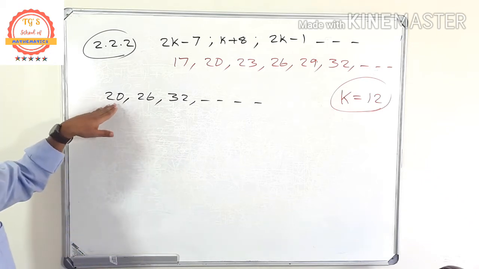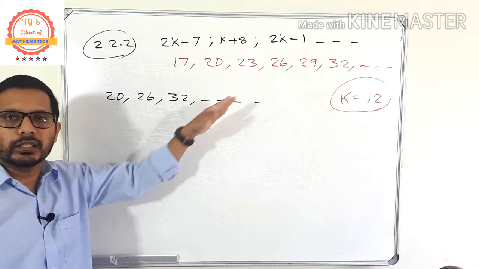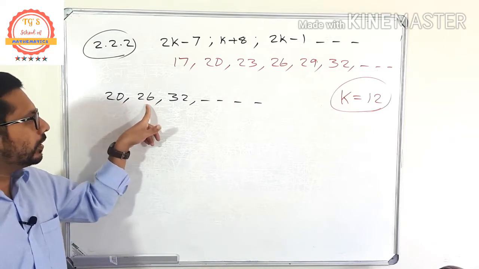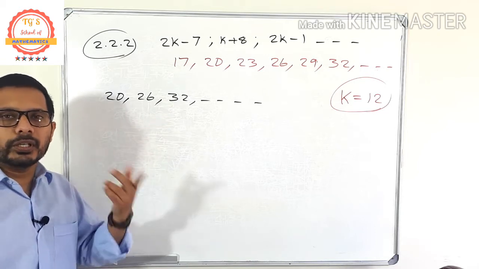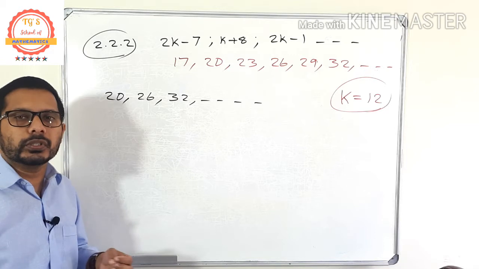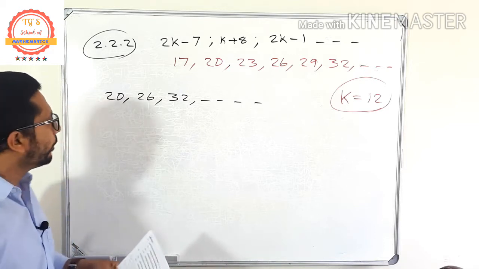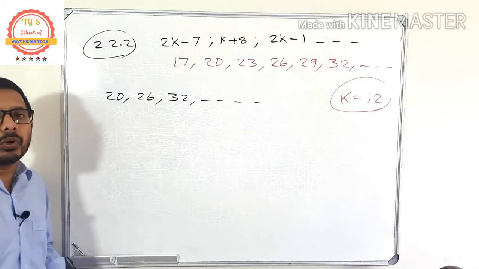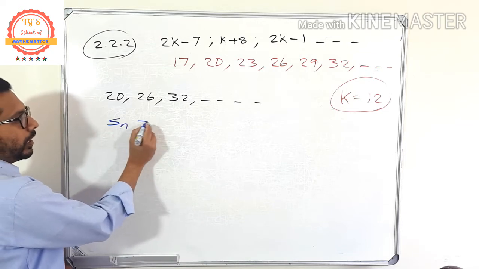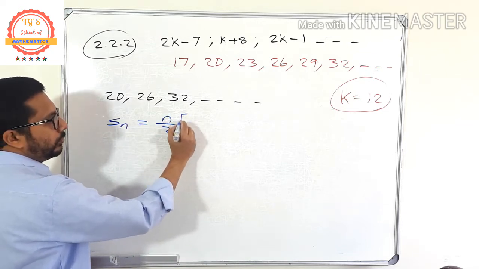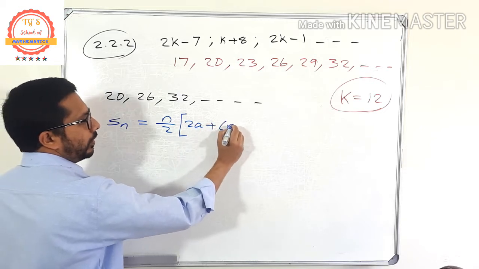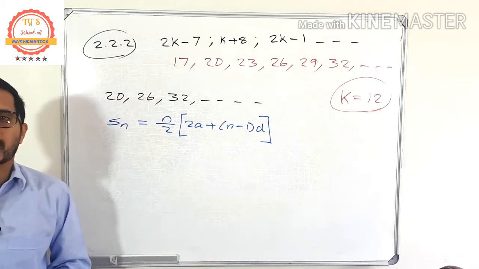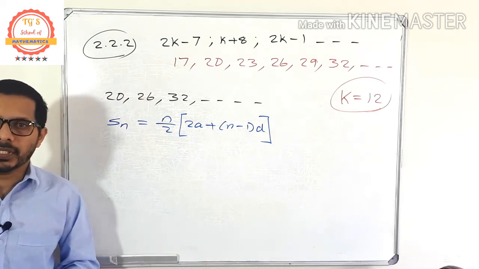Now look at the new sequence 20, 26, 32, etc. Is it a quadratic, linear, or a geometric sequence? 20, 26, 32. You can see that there is a common difference of 6. Am I right? So this is an arithmetic sequence. In an arithmetic sequence, what is the formula to find the sum of the first n terms? The formula is n over 2 into 2a plus n minus 1 into d.